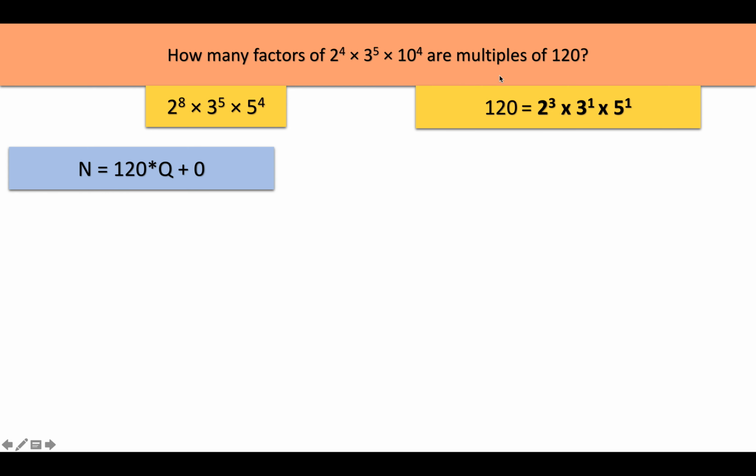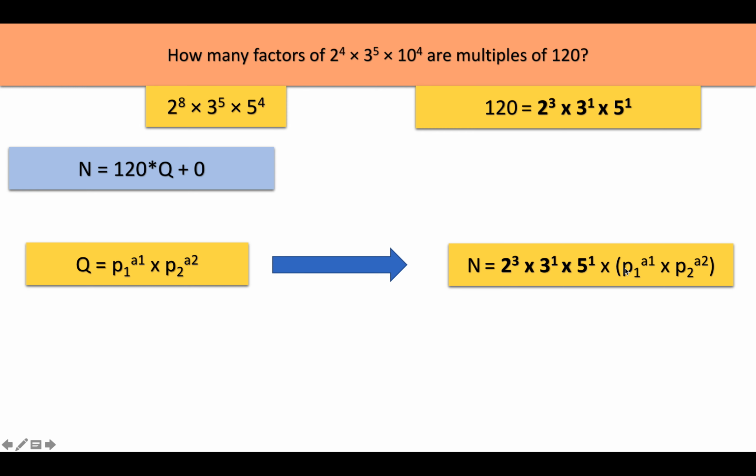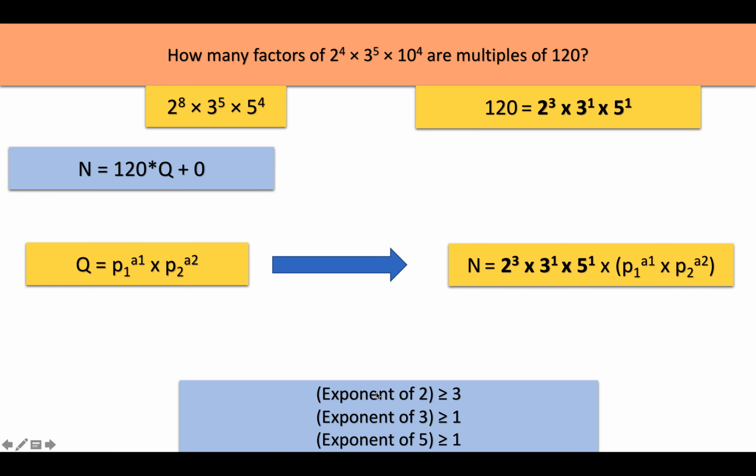So again, what does it mean to be a multiple of 120? It means n is equal to 120 into q plus 0. Let's say q is any general number, so n is going to be this, right? That means in the prime factorization of n, at least this part is going to be present. That means the minimum exponents of 2, 3 and 5 are going to be 3, 1 and 1 respectively, right? Exponent of 2 will be greater or equal to 3, 3 will be greater or equal to 1, 5 will be greater or equal to 1. If you see any factor of this number which does not satisfy any of these three conditions, that means it is not divisible by 120, or it is not a multiple of 120, right?